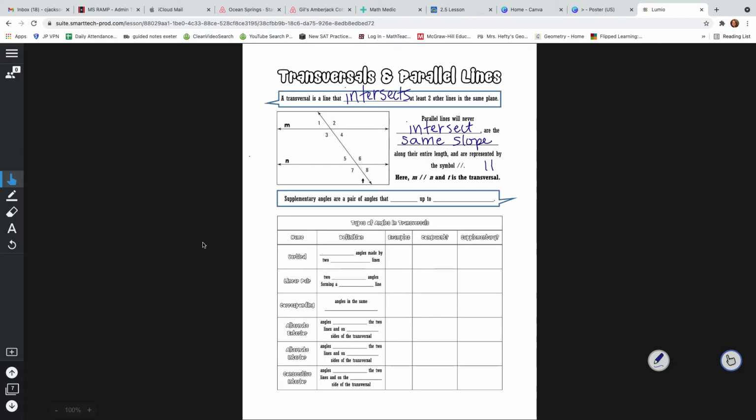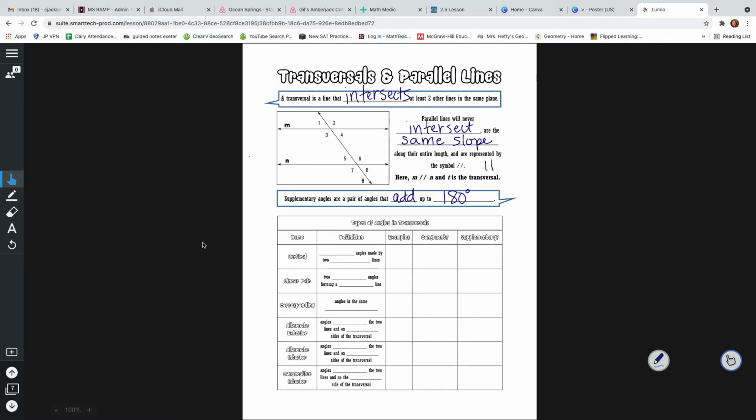Supplementary angles are a pair of angles that add up to 180. Now, for this chapter, when we're looking at these types of angles, you only have two options: congruent or supplementary. If these lines are parallel, then they're either going to be supplementary or congruent. Vertical and linear pair, you already know. I don't even think you need a definition.